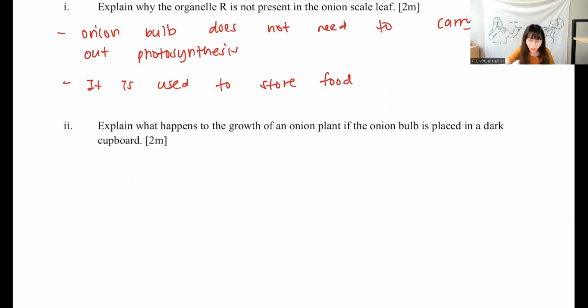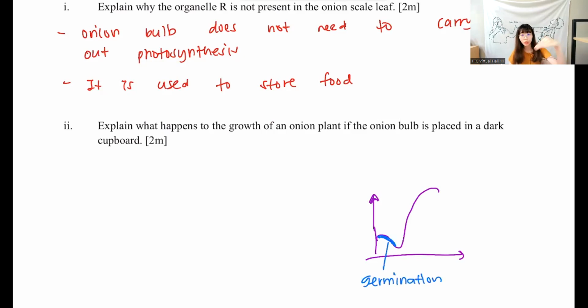Okay, the graph is like that one. Let me draw the graph for you to see so you can understand better. The graph of an onion plant is like that. It will decrease and then it will increase. This is the graph of the plant. The reason why it will decrease over here is that they will carry out germination. That's why they will decrease in growth.